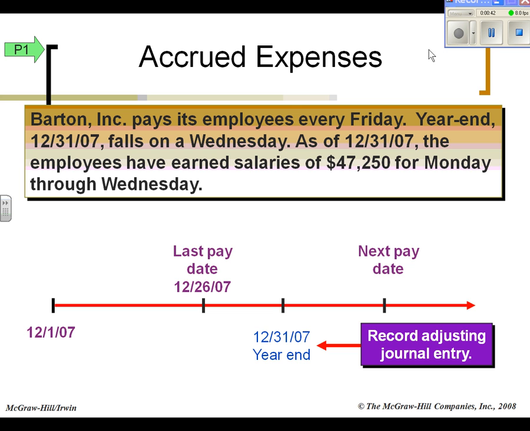There's again a timeline. December 1st, 2007. The last pay date was December 26, 2007, and then year end is December 31st. So there's a little piece there of expenses that I need to record, and that's an adjusting entry. Now, remember, when you're talking about accruals, if it's accrued revenue, you're going to have a receivable account in the adjusting entry. If it's accrued expenses, then you're going to have a payable account.